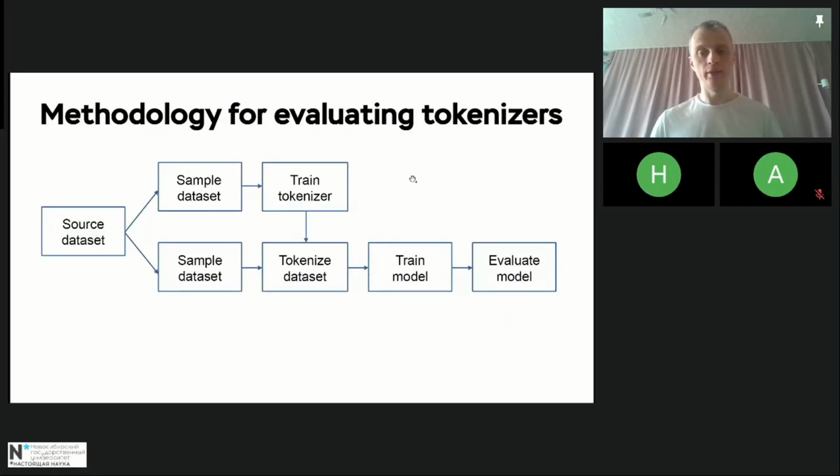Yes, we actually gather different metrics. We gather metrics from the tokenizer itself, and also from the model. We get all these metrics, and we attribute these metrics to the tokenizer, because the model here is just some helper. It is not a final result.